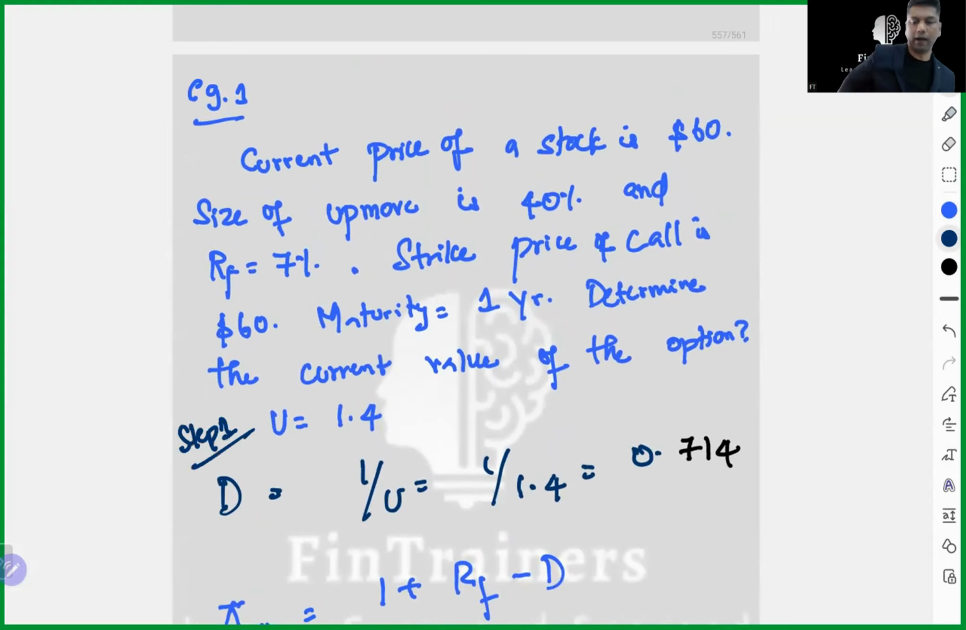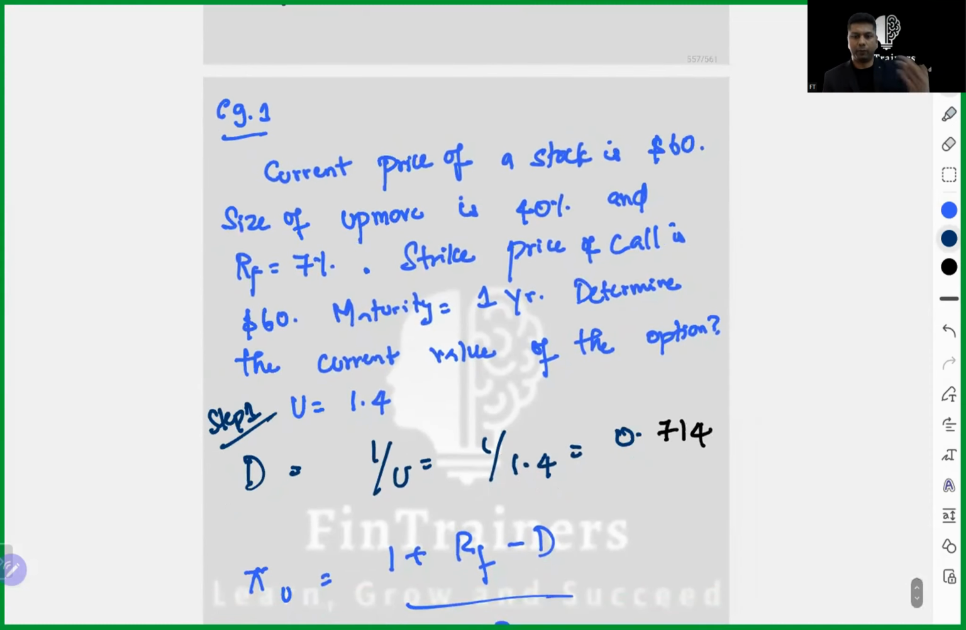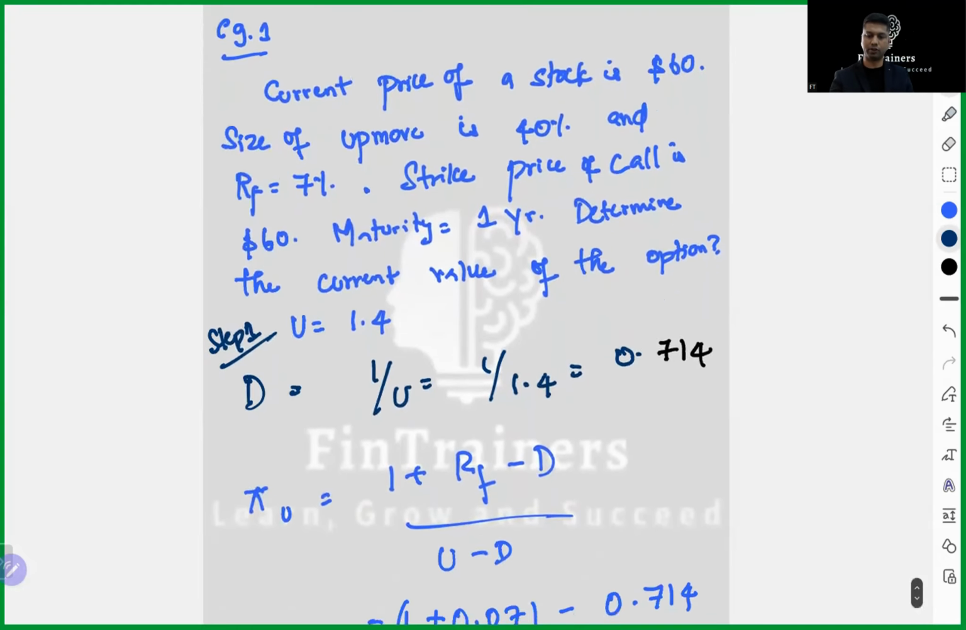Calculate the up move and the down move. Then, once you have the up move and down move, calculate the probability of up move using the risk neutral probability formula, (1 plus RF minus D) divided by (U minus D). Substitute the values.